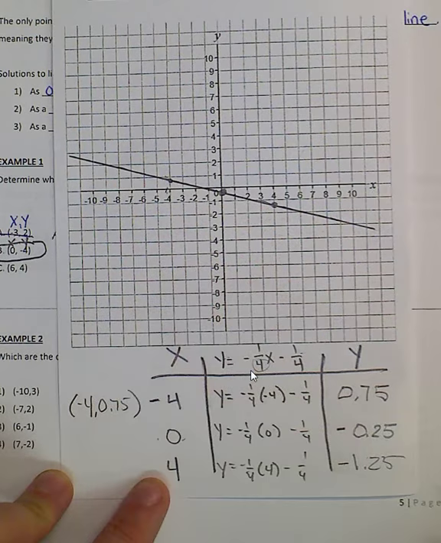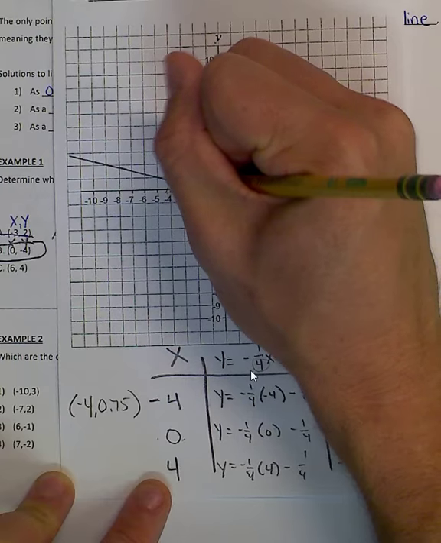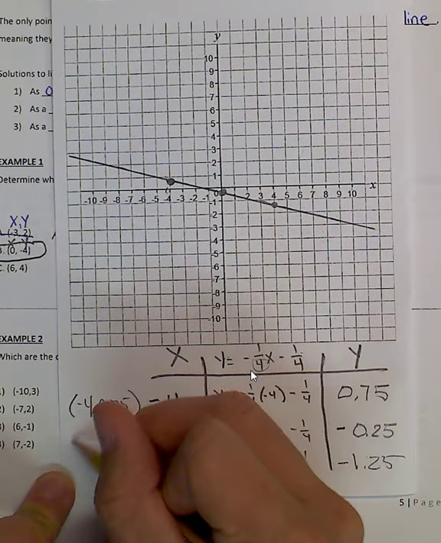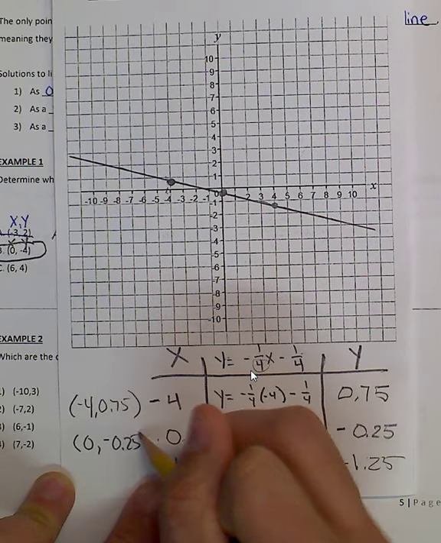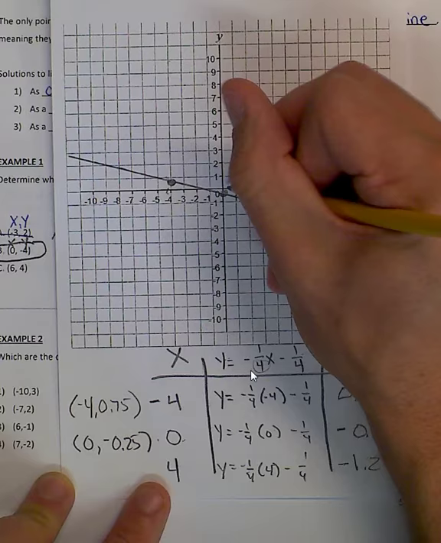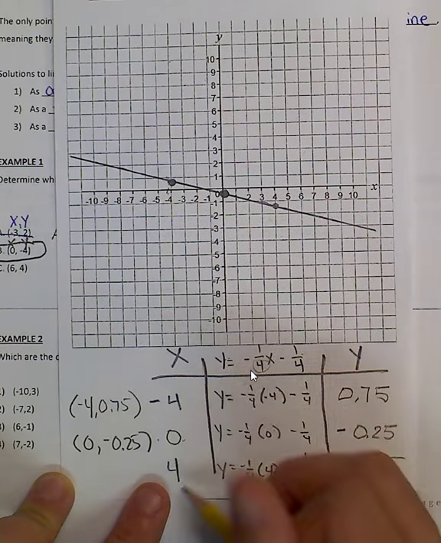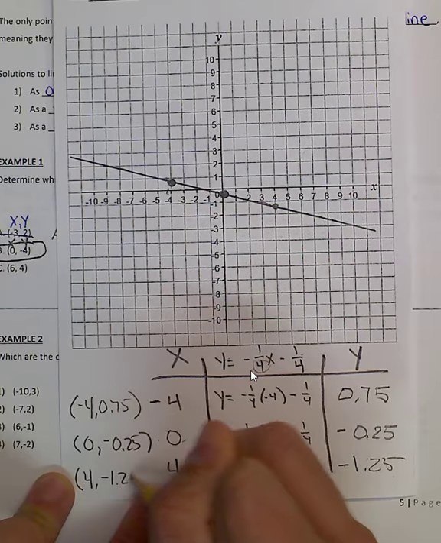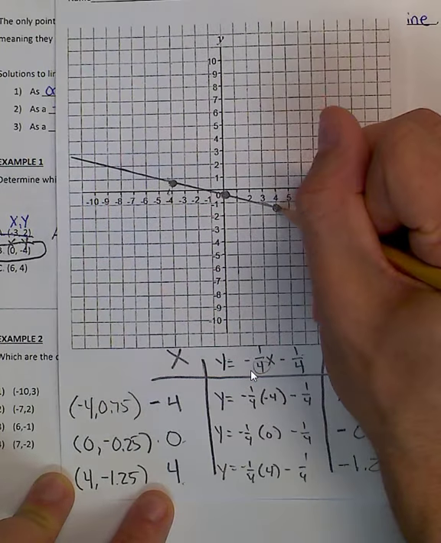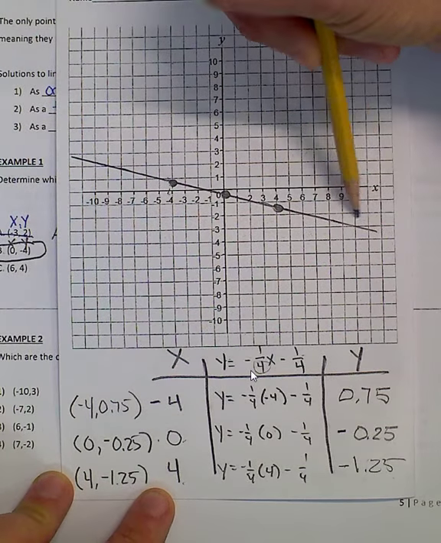Negative 4, comma 0.75 is right here. 0, comma negative 0.25 is this coordinate right here. And 4, negative 1.25 is this coordinate right here. And then I made the line that connects these 3 points, the linear function.